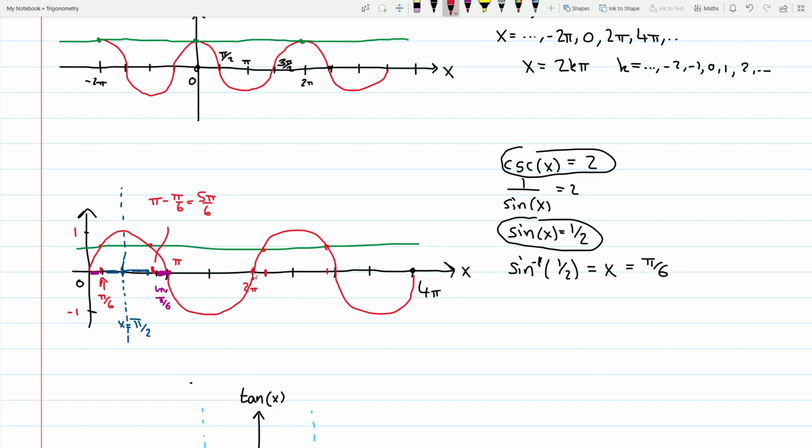This value here is 2 pi. Sine repeats every 2 pi units. Which means that, first of all, this length is the same and this length is the same. But also, you can just think, if this value here is a solution, then 2 pi units along is also going to be a solution. So this value here is literally just pi on 6 plus 2 pi.